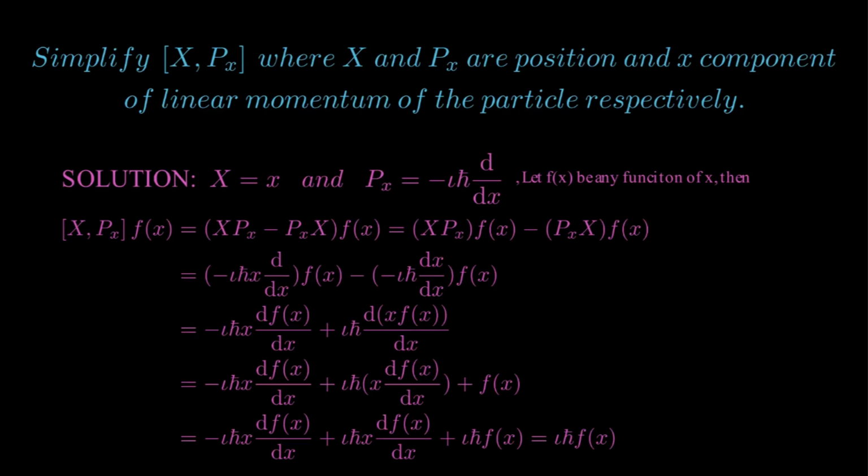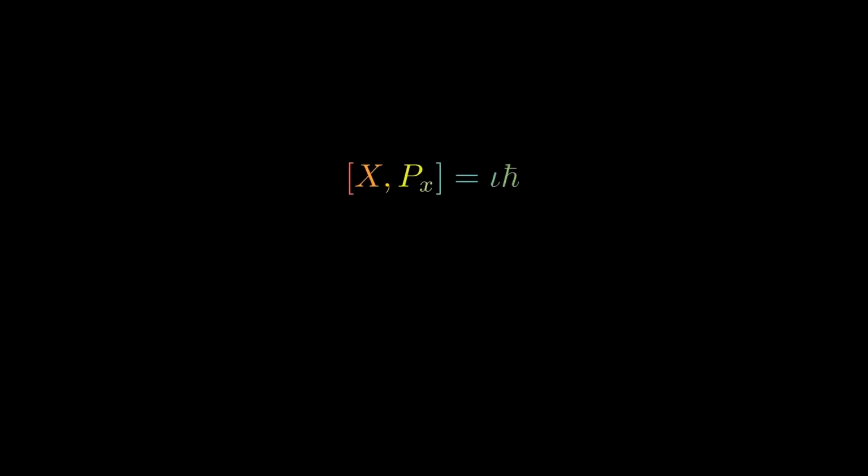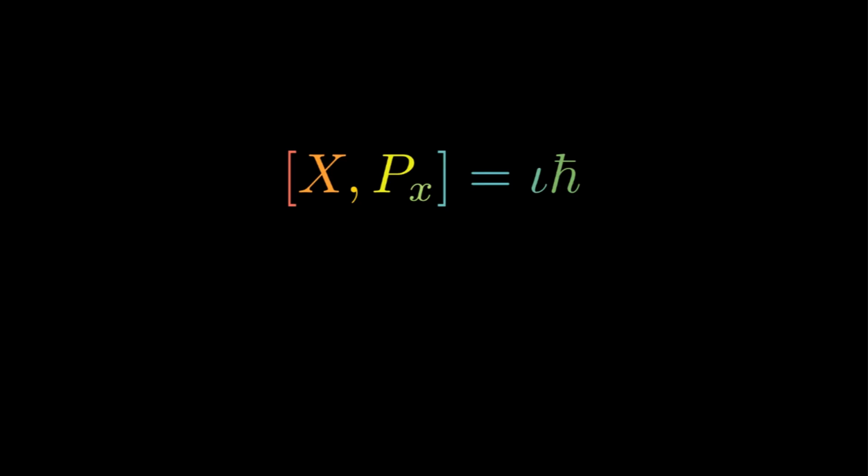Now keeping the value of capital X as small x and px as minus i h-bar d/dx, we get minus i h-bar x df(x)/dx plus i h-bar d/dx of x f(x). Since we have d/dx of x f(x), we apply the chain rule, and on simplifying it we get our final answer as i h-bar f(x). So we got the value of the commutator of x with px as i h-bar.